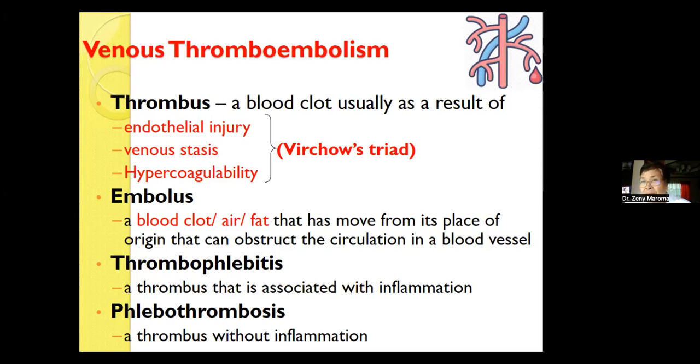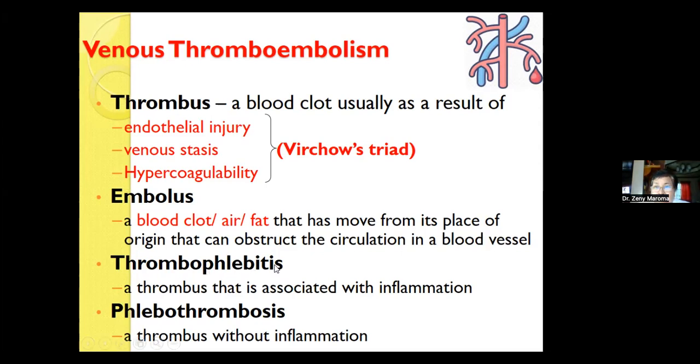Yellow marrow. Okay? So kaya si pasyente, pagka nagkaroon ng fracture of the long bones, the fat cells are released into the bloodstream and goes to the pulmonary artery. That is fat embolism. Okay? O ano naman yung thrombophlebitis?